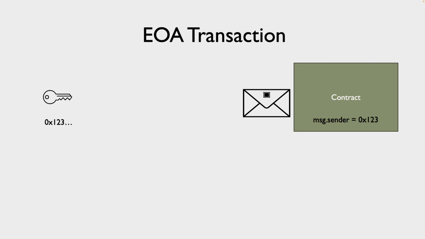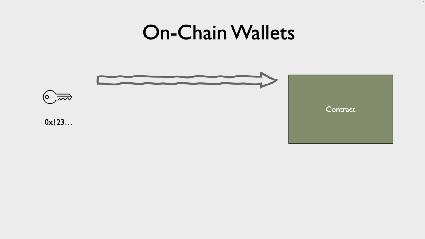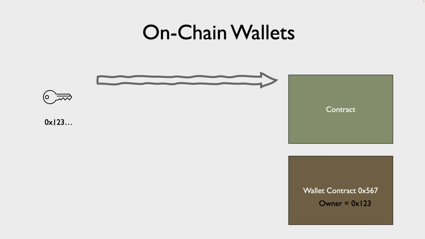Now, account abstraction, the first step towards account abstraction, or even to make something like account abstraction possible, are on-chain wallets. Now, with on-chain wallets, you are not directly interacting with the contract that you want to interact with. You're making a detour via a wallet contract. So in a wallet contract, you're basically having an owner or somebody who is allowed to interact with that wallet contract and tell the wallet contract to do something in the name of the owner.